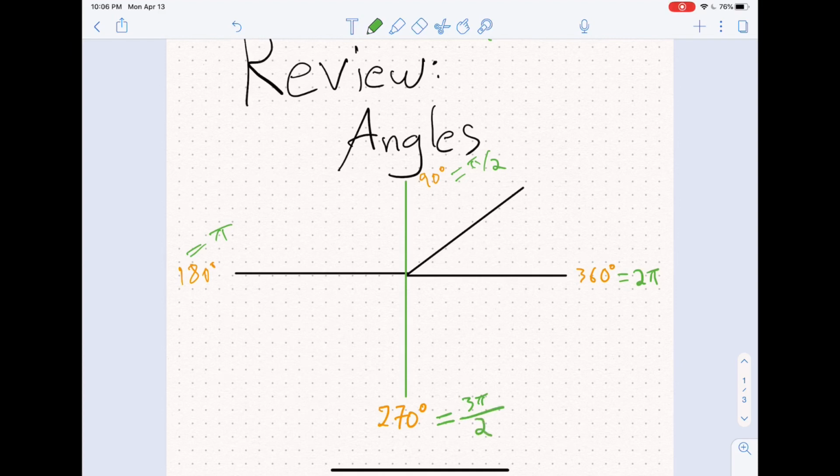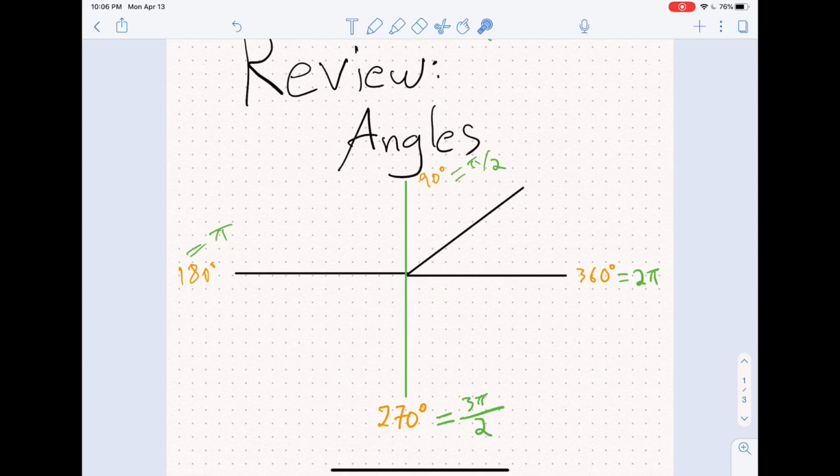Or 3 halves pi. I like to think of this all as something to do with pi. So this angle is 1 whole pi. This is half a pi, or pi over 2. This is 1.5. The angle from here to here is 1.5 pi's, or 3 halves pi. And then all the way around is 2 pi. That's this one. Okay, so that's the basic setup. And somehow the key fact to remember is that 180 is equal to pi.